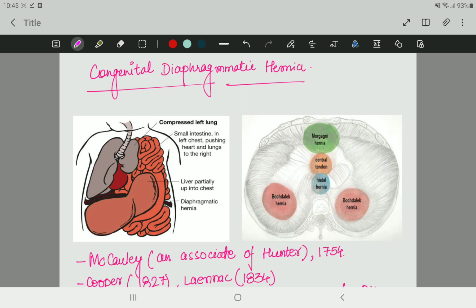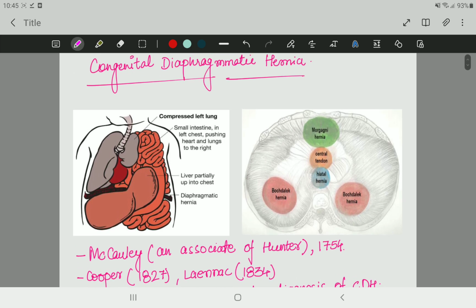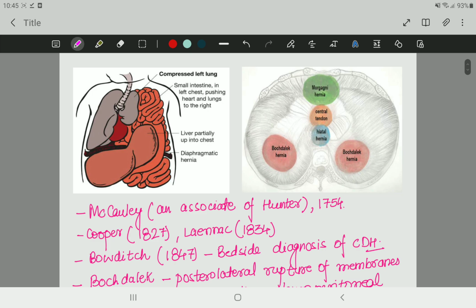It refers to the herniation of the abdominal contents into the thorax, mainly through a posterolateral defect, that is also known as CDH by the name Bochdalek hernia. This is the Bochdalek hernia.